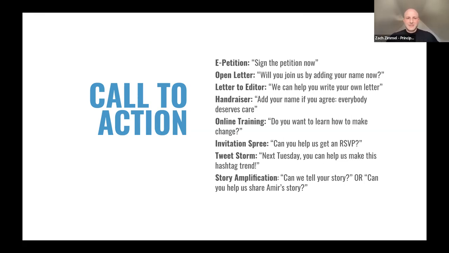And story amplification, I've seen in two different ways. We know, and likely most people here know, that when you're able to tell a story about a real person who's impacted by your work, it's a lot easier for people to emotionally connect to the issue. And so we've seen digital advocacy campaigns that are designed at getting people to share their stories. Or we've seen digital campaigns where an organization might share a story and ask for as many people as possible to help share it. So those are examples of calls to action that you might consider.